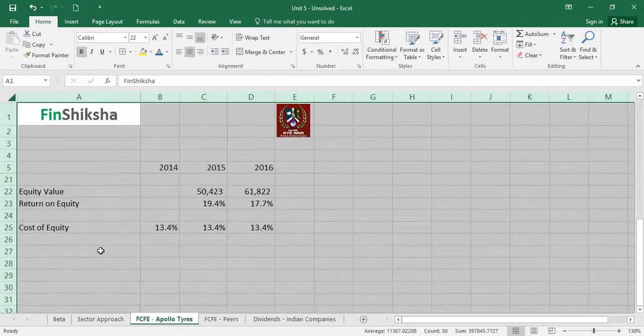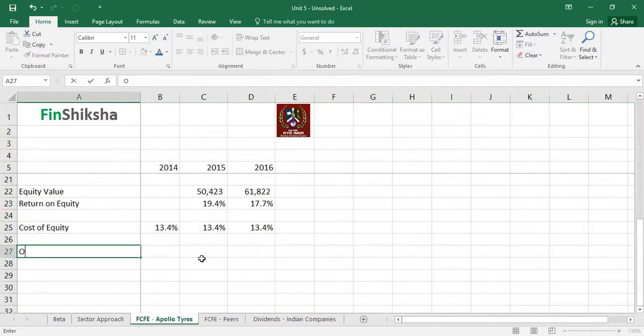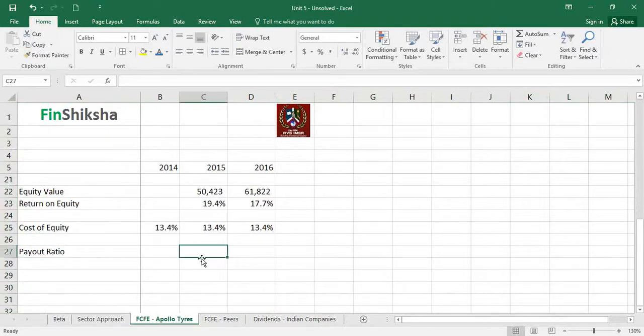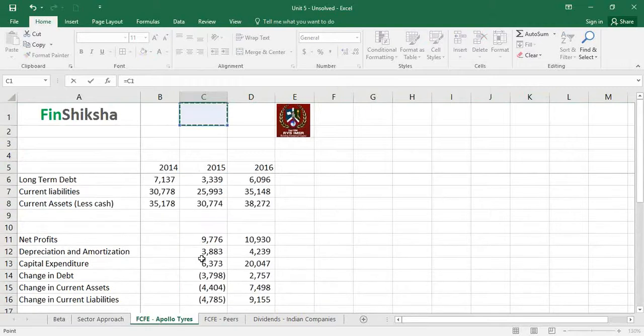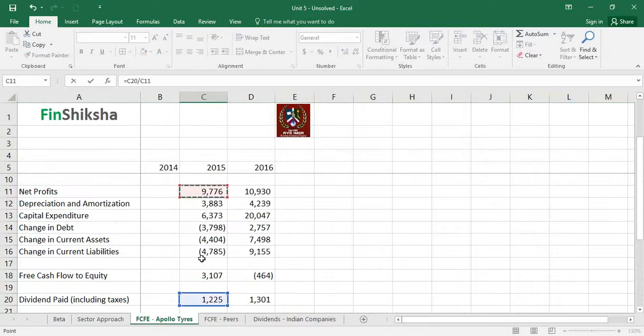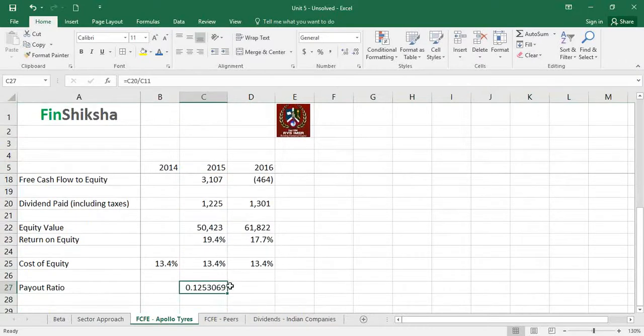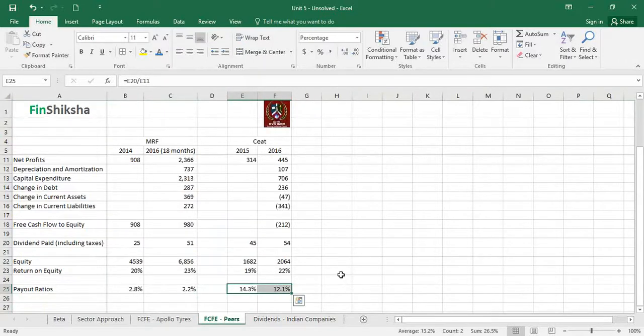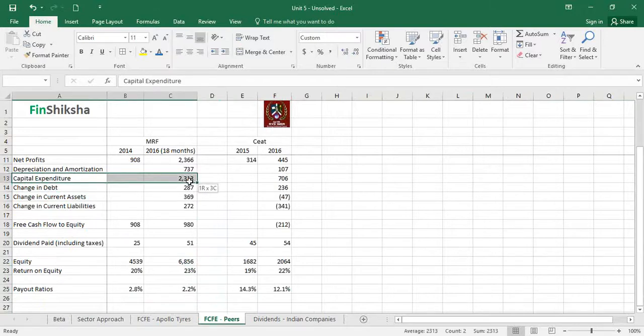If we go to Apollo Tyres and look at the payout ratio here, that's going to be my dividend that is given here divided by my profit number, which is here. So we note that in terms of payout numbers, CET is more comparable to Apollo Tyres. MRF for some reason does not pay out too much dividend. They pay out very little amount of dividend. They hold most of the money, probably looking at expanding capacity as it appears here.